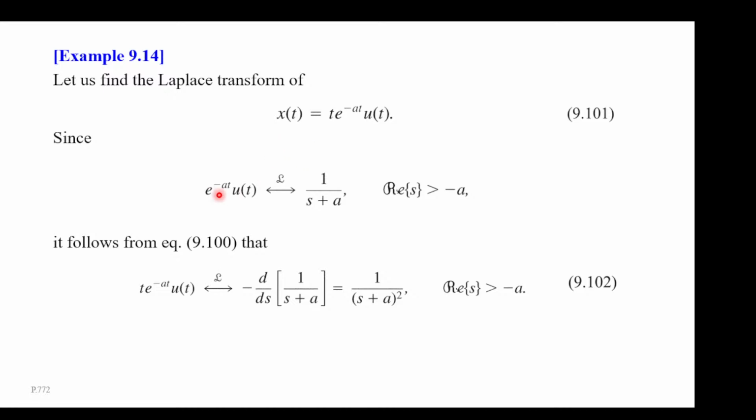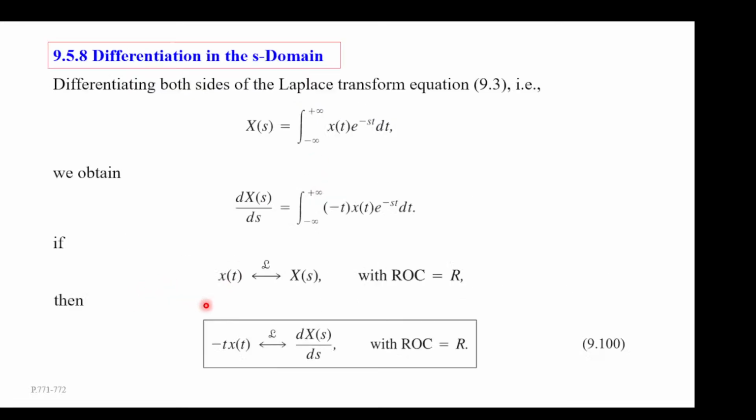But anyway, we know e to the minus at u of t Laplace transforms to 1 over (s plus a) with the real part of s greater than minus a. This is the first example we saw, and we've done a lot with this example, and now we want to use the differentiation formula on it. Because we know the minus t factor can be obtained from d/ds, and also multiply both sides by a minus sign.